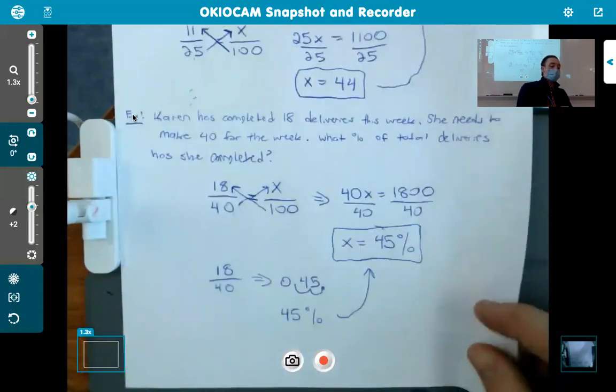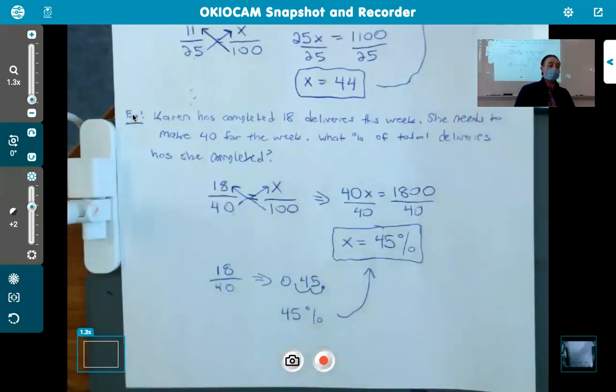Any questions about anything that we covered today where we convert a ratio to a percentage? Everybody good?